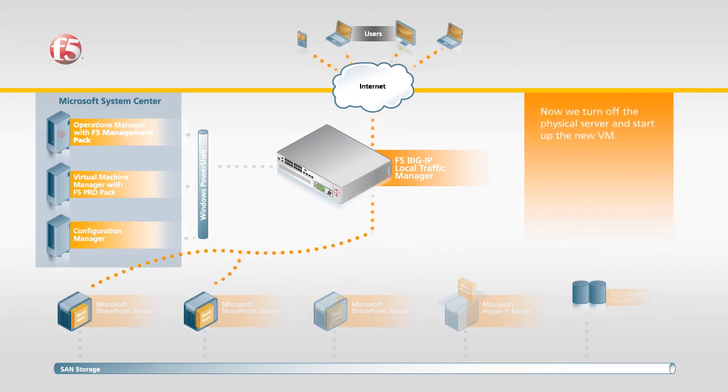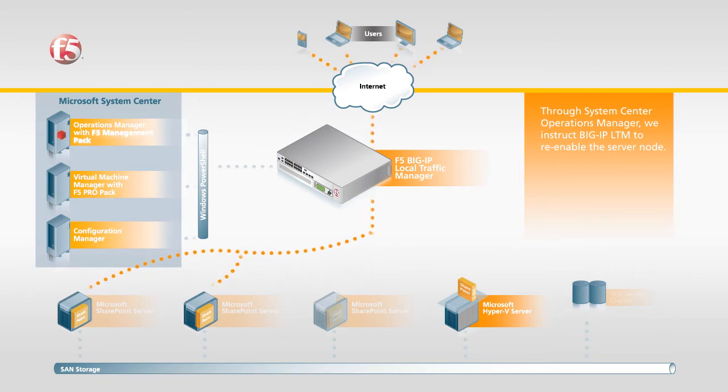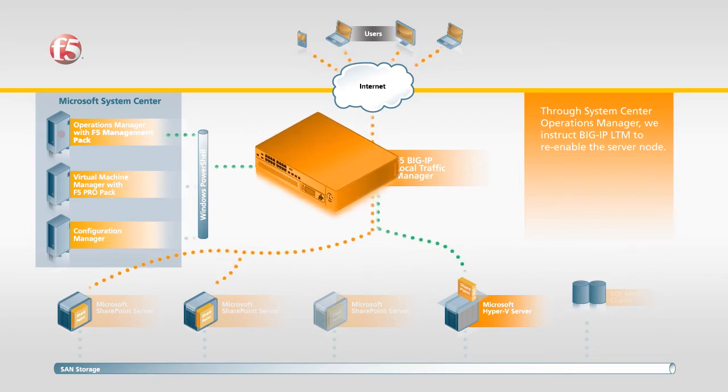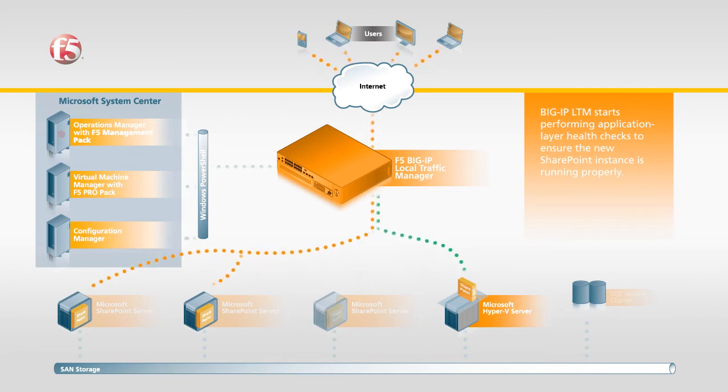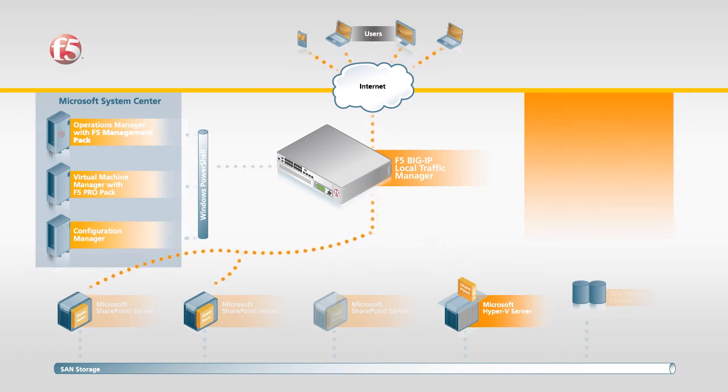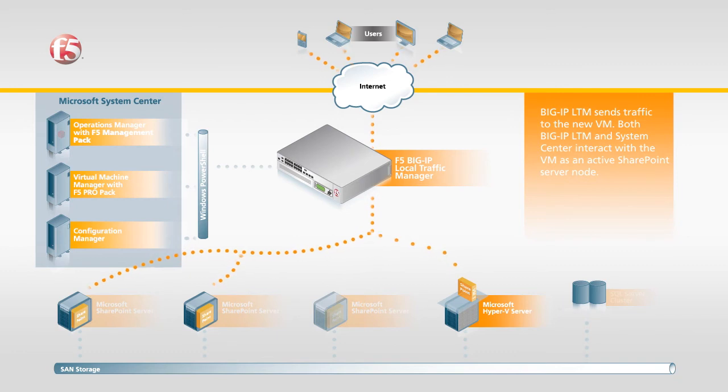Now we turn off the physical server and start up the newly created virtual machine. Using F5 Management Pack with System Center Operations Manager, we then instruct Big IP LTM to re-enable the server node. Big IP LTM starts performing application layer health checks to ensure the physical to virtual migration process was successful and the new SharePoint instance is up and running properly. Big IP LTM begins sending traffic to the new SharePoint virtual machine.